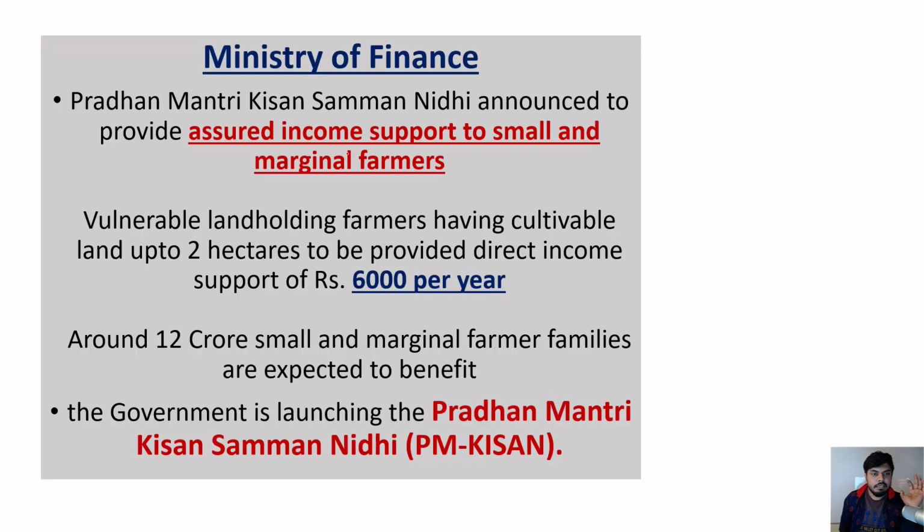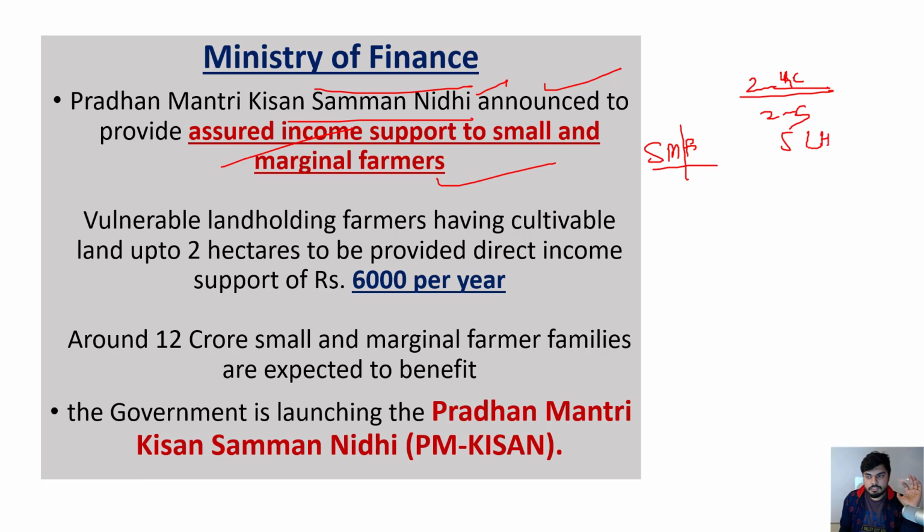Next, Ministry of Finance data: the Pradhan Mantri Kisan Samman Nidhi. It is a fund announced to provide assured income support to small and marginal farmers. A lot of schemes to support farmers' income are announced, and now this one is especially for small and marginal farmers. Marginal farmers are those having less than 2 hectares of land, and those with 2 to 5 hectares are small farmers. Above 5 hectares, they are large land owners or big farmers.